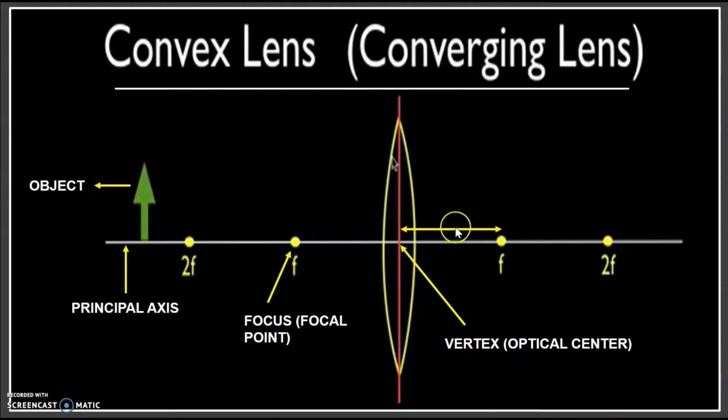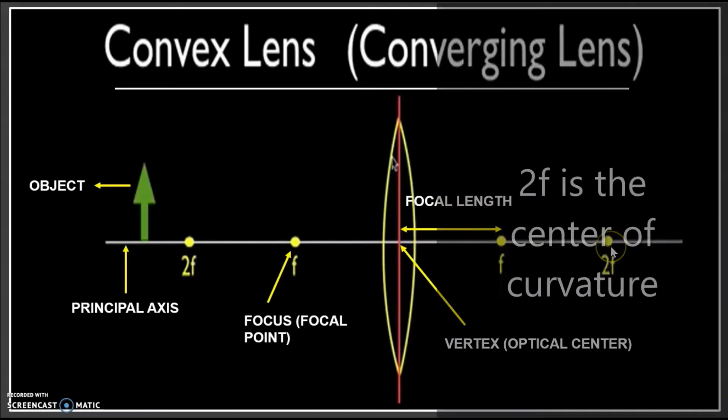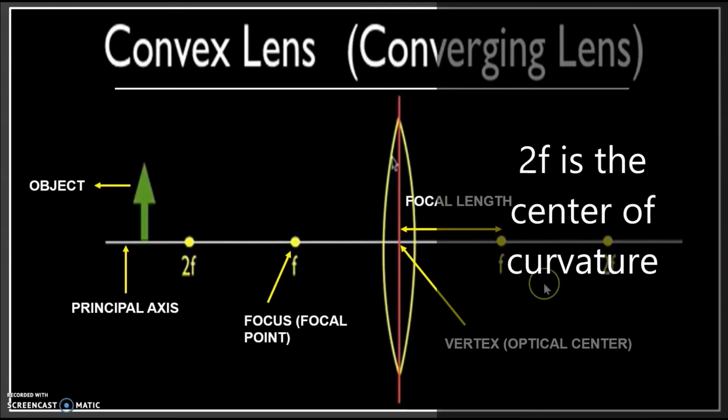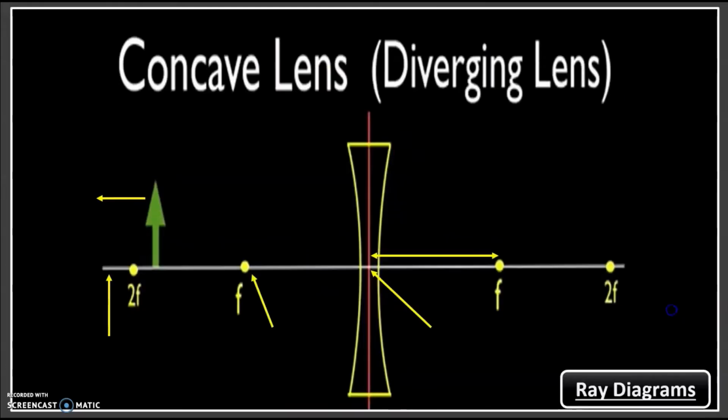So next we have the focal length. It's the length from the vertex to the focus. So it's the distance between these 2 points, focus and the vertex. And it's the same distance from the F to 2F. So these are the parts for convex lens. Let's take a look if they have the same parts or differences for concave lens.